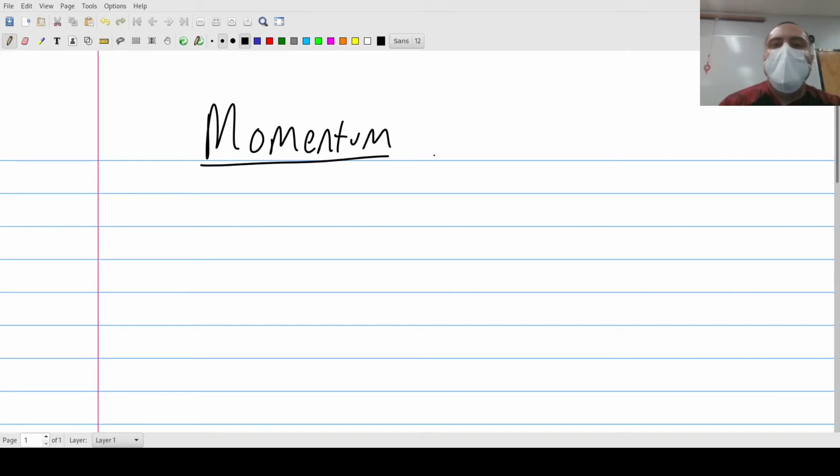Now, what do we mean by momentum? Well, momentum has a very specific definition. We're going to use a lowercase p for momentum because m was already taken by mass. And p is going to be equal to mass times velocity. It's a very simple equation. Multiply mass and velocity and you get momentum.